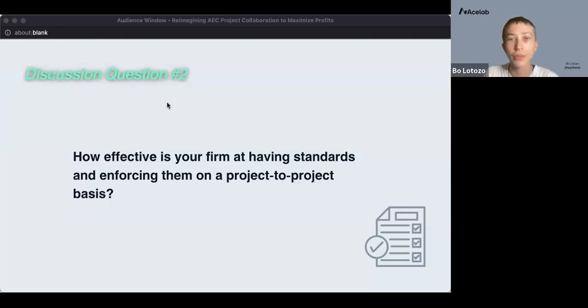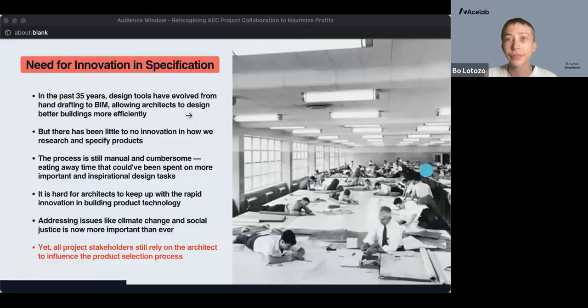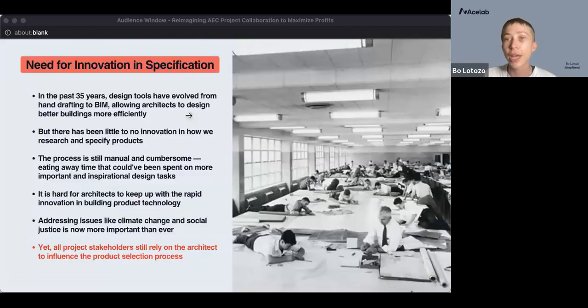Okay, cool. So I'm going to move on to our next few slides. All right, so just to reiterate, this chart coming from AIA shows that a strong specification management process and real-time project insights are key to meeting client needs and keeping projects on track, which ultimately improves the profitability of your firm. And when it comes to specification management, this is something that has been lacking in innovation historically, but luckily there are tons of tools out there today that can already help you to streamline these processes of your firm.